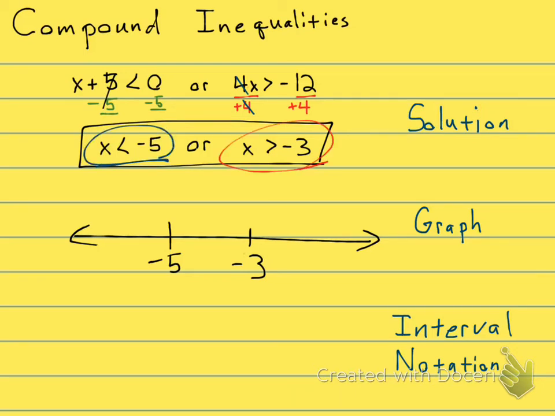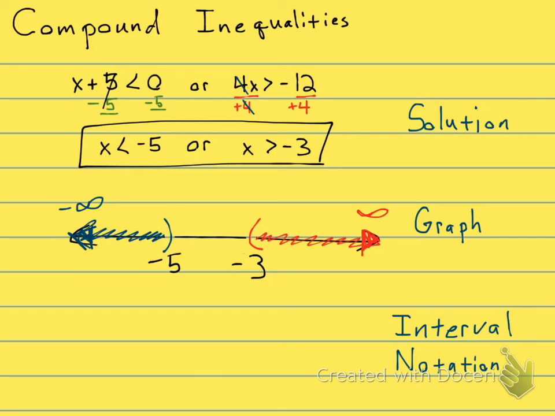Okay, so x is less than negative 5 is going to be everything less than negative 5 all the way back to negative infinity. And it gets a parenthesis. Less than gets a parenthesis. And then over here, x is greater than negative 3. I shade everything greater than negative 3 all the way over to positive infinity. And greater than gets a parenthesis. Okay, and this is what my graph looks like.